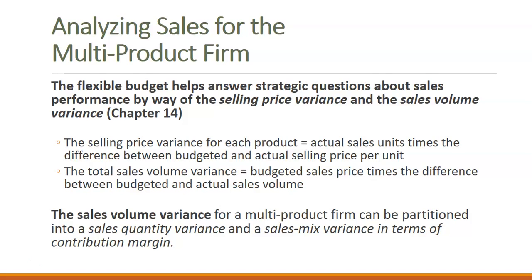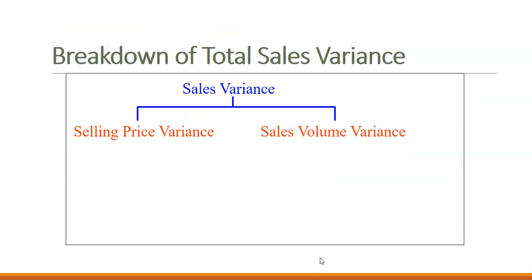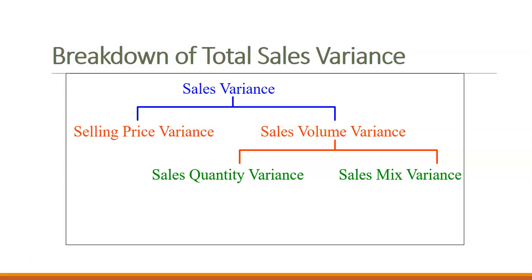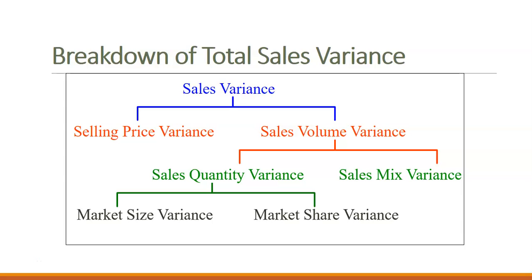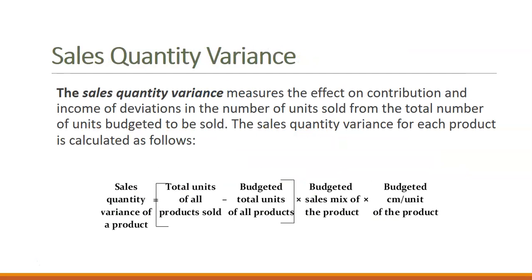So our sales price variance is the actual sales times the difference between the budgeted and the actual selling price per unit. And the total sales volume variance is the budgeted sales price times the difference between budgeted and actual sales volumes. So then we can look at that even further when we break it down into the sales quantity variance and the sales mix variance. We're then going to further divide the sales quantity variance into the market size variance and the market share variance. So we'll start with the sales quantity variance.